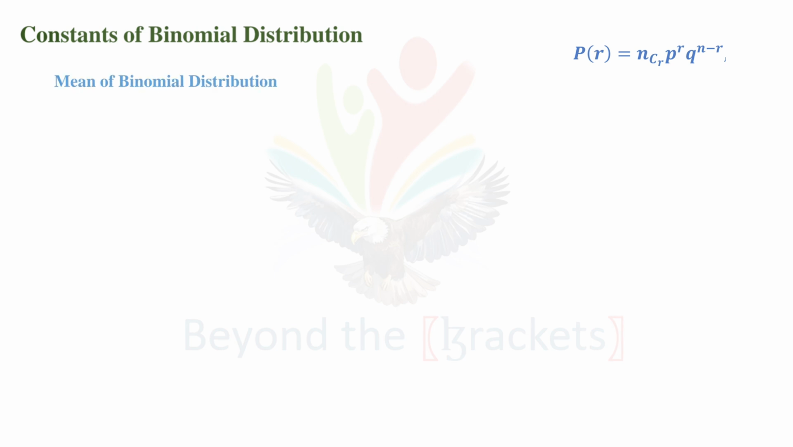We know that binomial distribution is a discrete probability distribution. For a discrete probability distribution, mean is given by summation r is from 0 to n r into p of r. Expanding the summation, for r is equal to 0, we get 0. For r is equal to 1, we get 1 into p of 1. For r is equal to 2, we get 2 into p of 2. For r is equal to 3, we get 3 into p of 3. And for r is equal to n, it will be n into p of n.